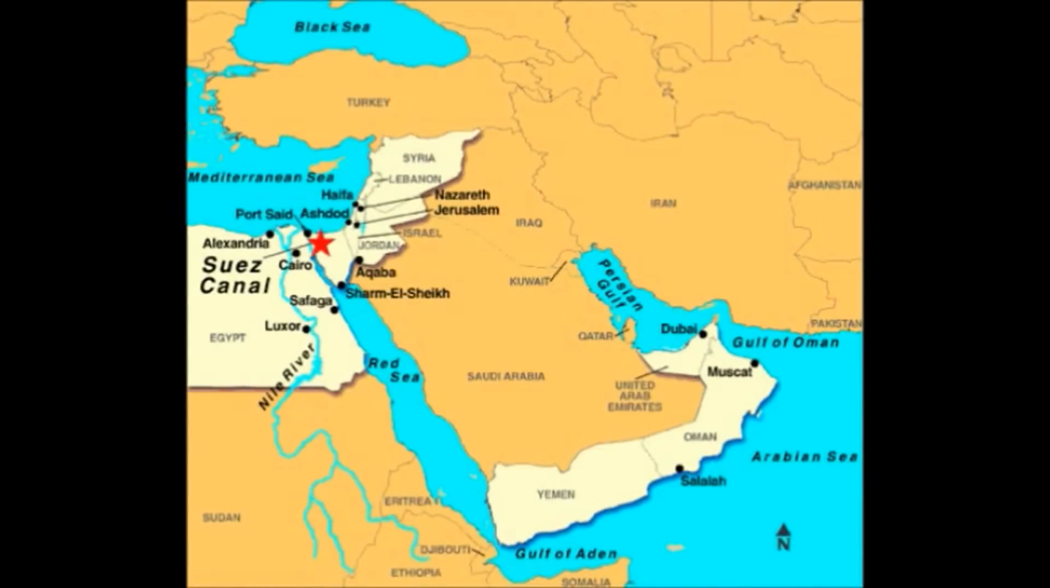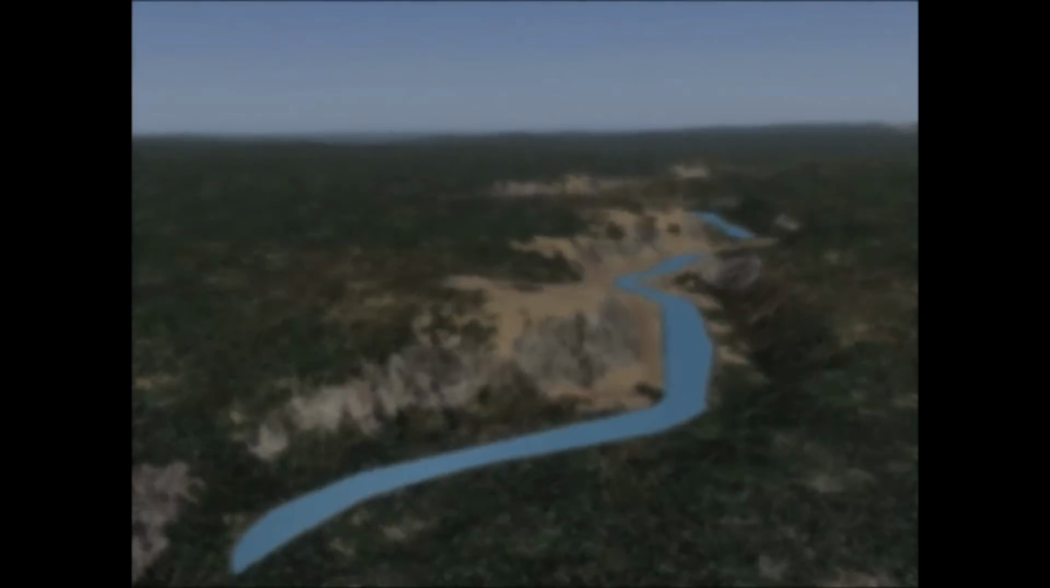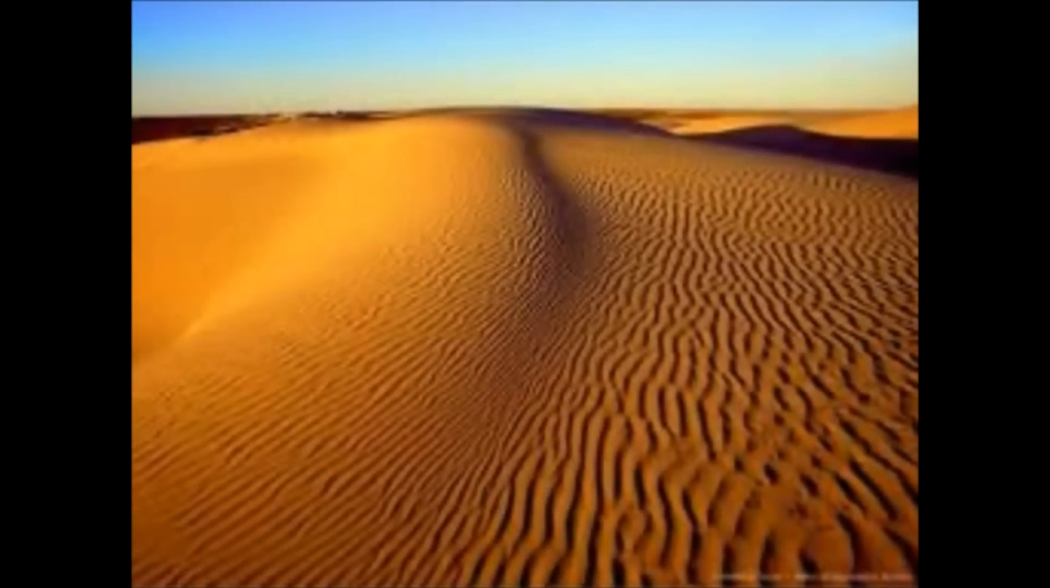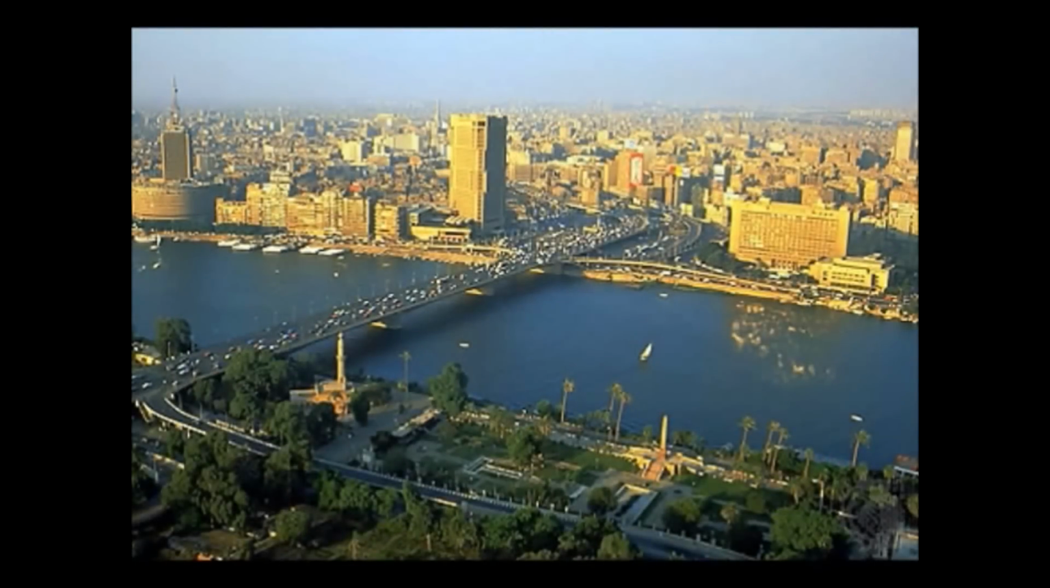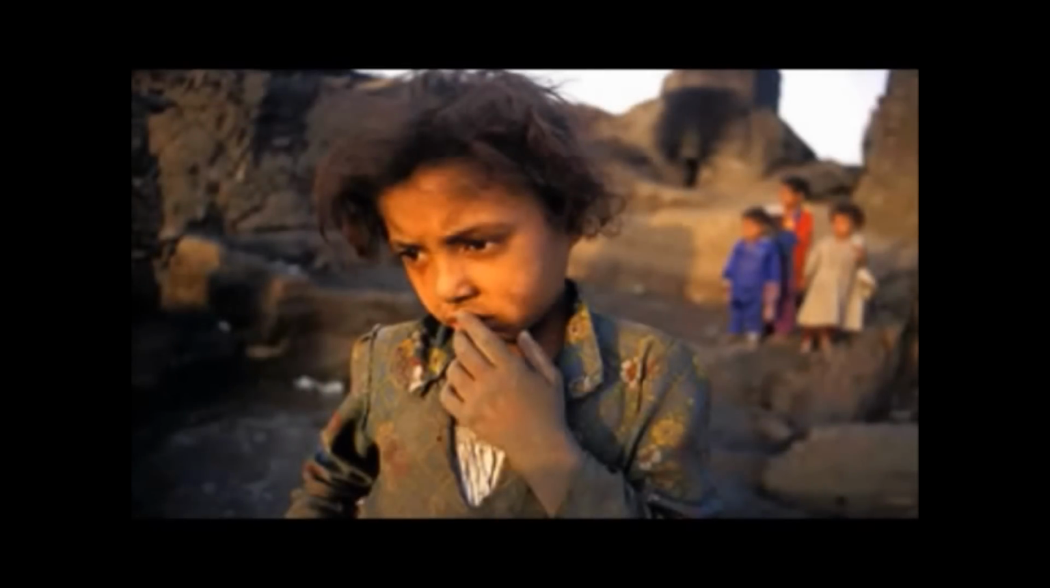Egypt is close to the Mediterranean Sea and the Red Sea. At the heart of Egypt is the Nile River. Without the Nile, Egypt would be nothing but desert. Everybody lives along the Nile because it is their only source of water. About 80 million people live in Egypt. Because the population is growing, resources are running low.